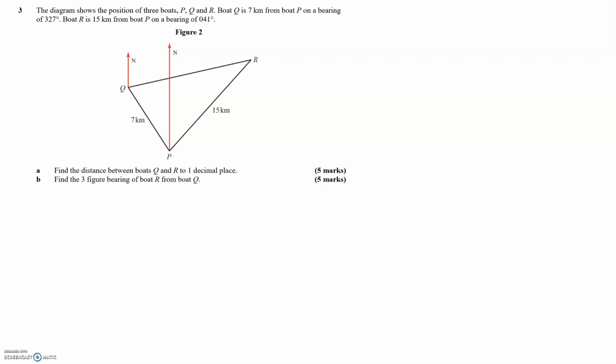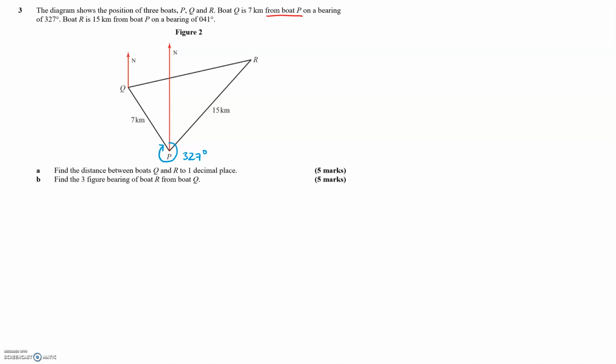So it says from P, which means we have to go from P, which is here, and from the north line clockwise. So it goes round like that until you hit the line that takes you to Q. So that is 327 degrees.